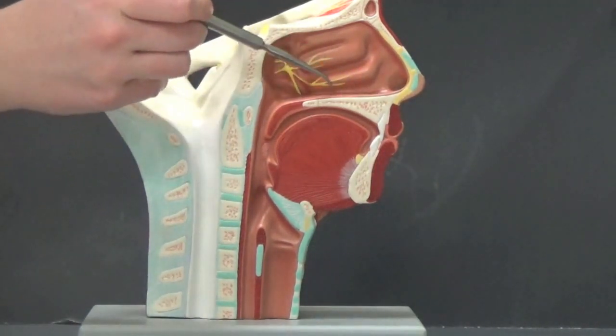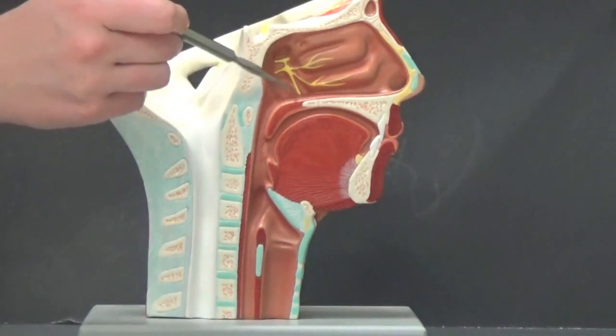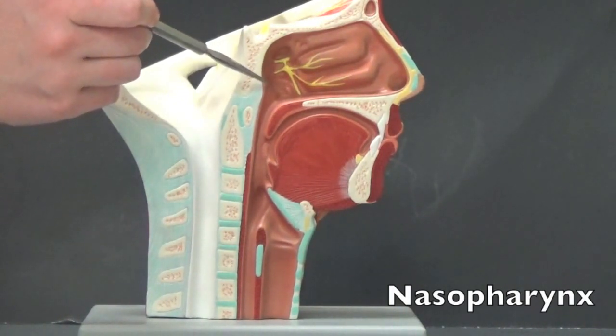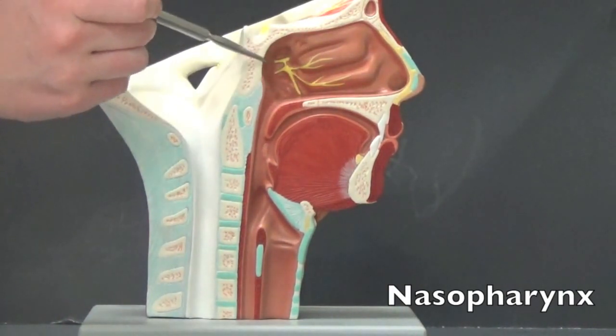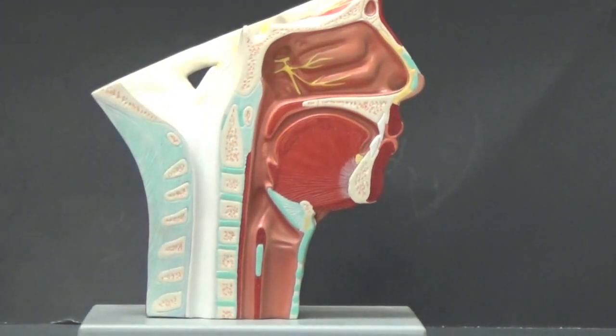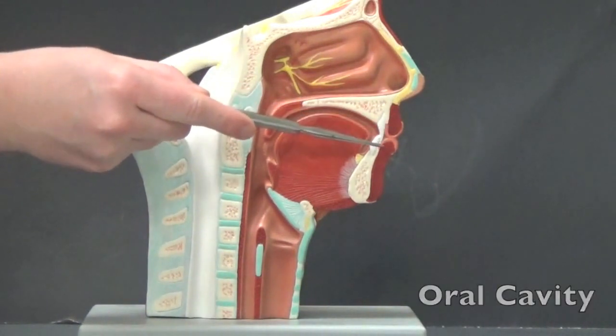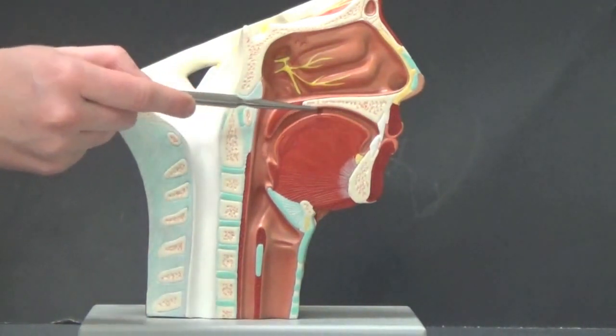As you move to the back of the nasal cavity, you're going to move into the nasopharynx, which is where the nasal cavity joins with the pharynx. It's going to be this region right here. Next, moving to the oral cavity, just for orientation, here and here are the lips. So this is the opening of the mouth and then into the mouth.